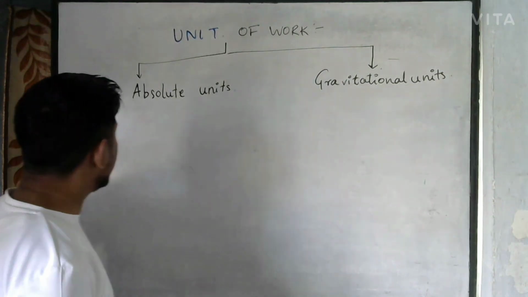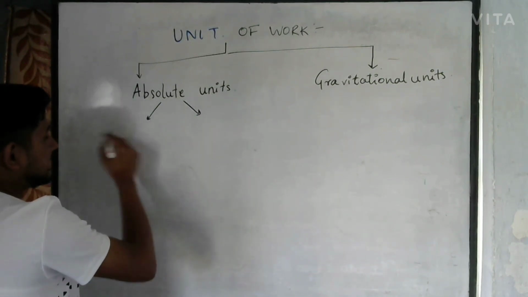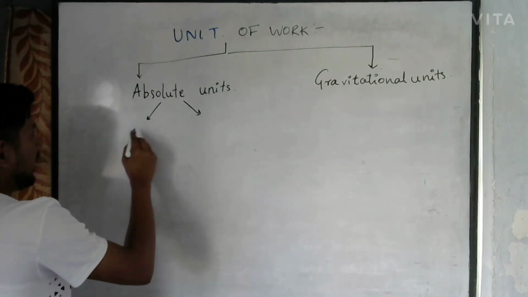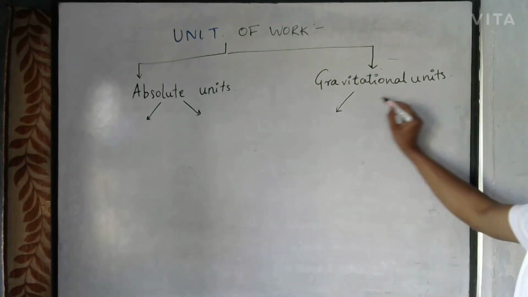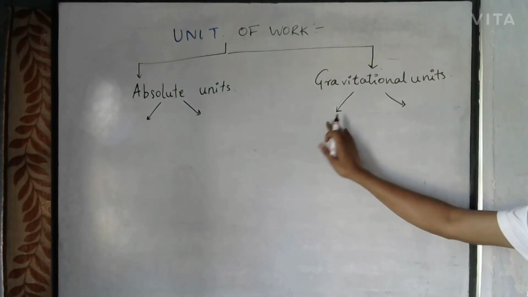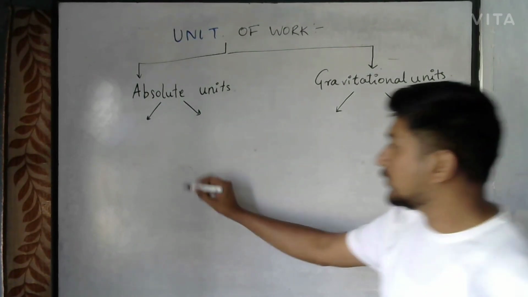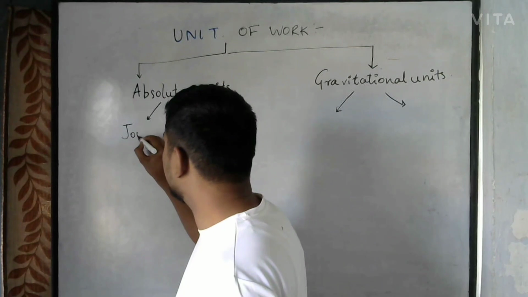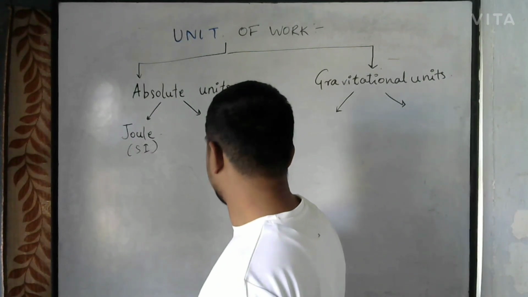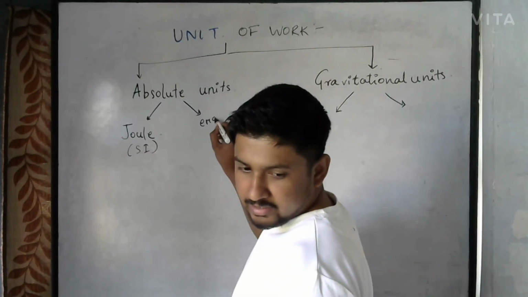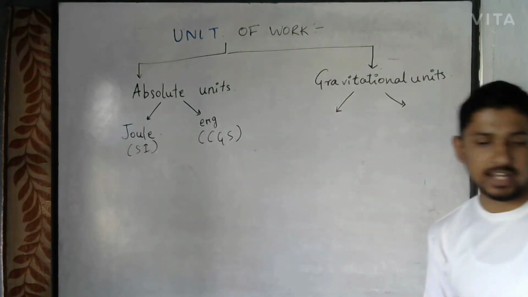Now, if I talk about absolute units, this absolute unit has two systems: the SI system, also known as the MKS system, and then the CGS system. In the same way, the gravitational unit also has two systems: one is the SI system, and another one is the CGS system. If I talk about the SI system of absolute unit, the SI unit is Joule. In CGS, it is known as Erg. That means centimeter, gram, and second system of units.